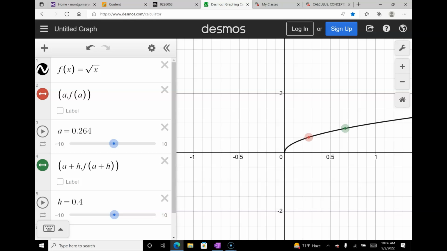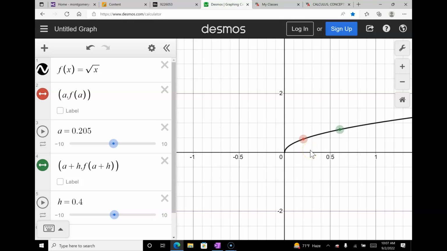But notice, once I have h set, if I now move a, what happens to the points? They stay the same distance apart, right? You see that? If I have my h fixed, and then I move my first point a, I'm going to keep that distance h the same the whole time.